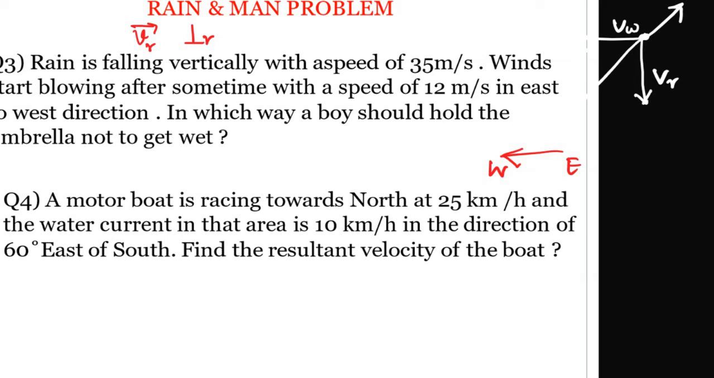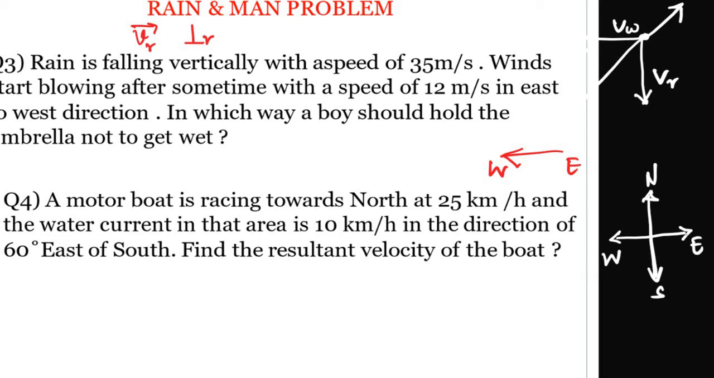A motor boat is racing towards north. How to draw north? This is north, and south, this is west, this is east. We know this from a map. Now a boat is racing towards north at 25 km per hour. You can see it is in kilometer per hour, not the SI unit. Currently I am not changing it.